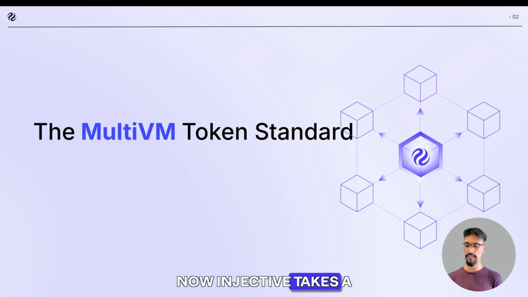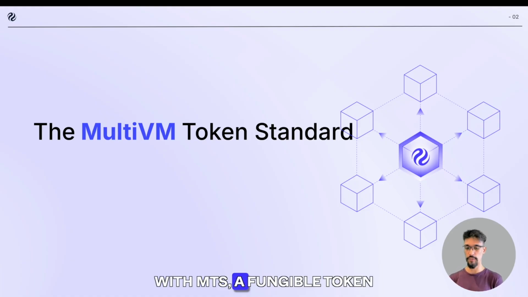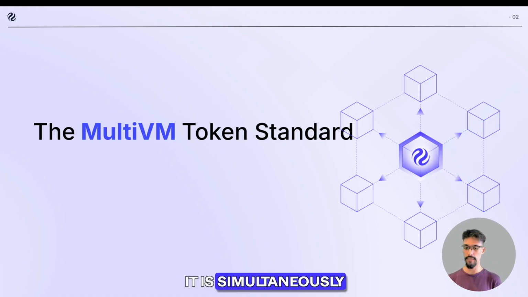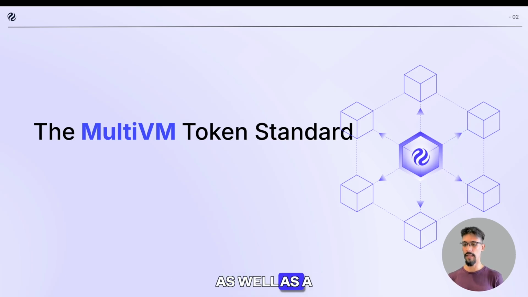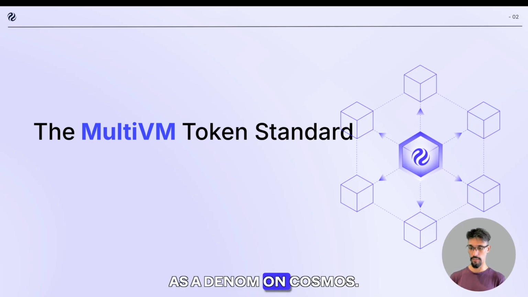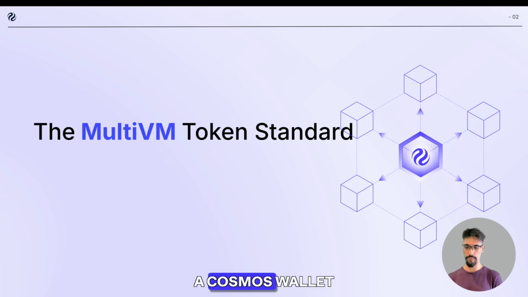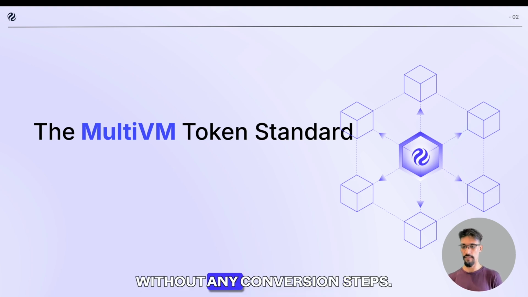Now, Injective takes a fundamentally different approach to the ones I've just mentioned. With MTS, a fungible token is the same underlying asset across all of the VMs. It is simultaneously an ERC20 token on EVM as well as a denom on Cosmos. And this means that we can use both MetaMask, which is an EVM wallet, and Keplr, a Cosmos wallet, to manage the exact same asset without any conversion steps.